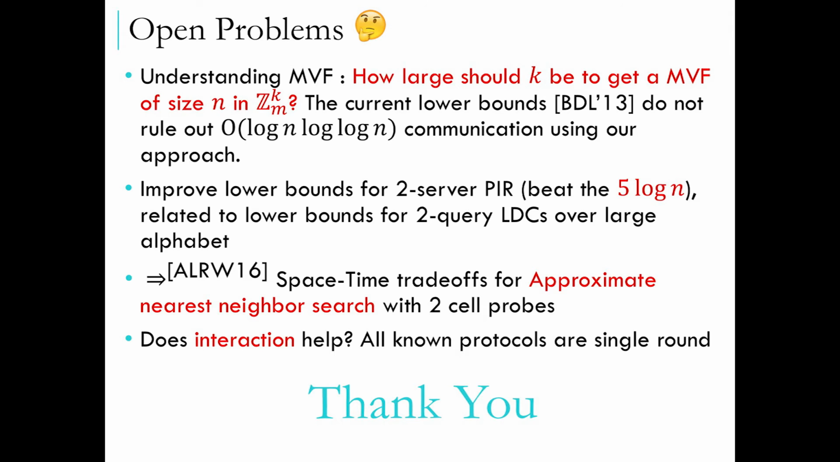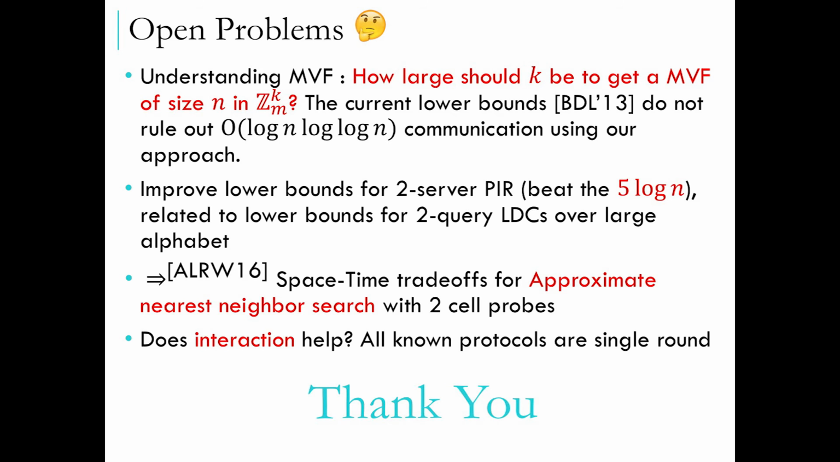Or independently, you can try to improve lower bounds for two-server PIR schemes. As I said, 5 log n is the best we know right now, and it's a really great problem to improve these lower bounds. The lower bounds are also related to lower bounds for two-query LDCs over a large alphabet, which is also very mysterious. We don't really understand them. And in fact, there is a really nice connection, as recently shown by Andoni et al., that if you get better lower bounds for two-query LDCs over a large alphabet, you can show tight time-space trade-offs for approximate nearest neighbor search with two-cell probes. So this lower bound problem has implications for lower bounds in other interesting algorithmic applications.